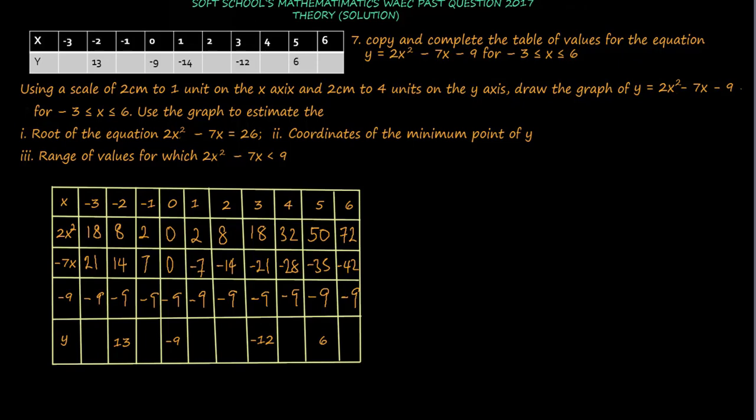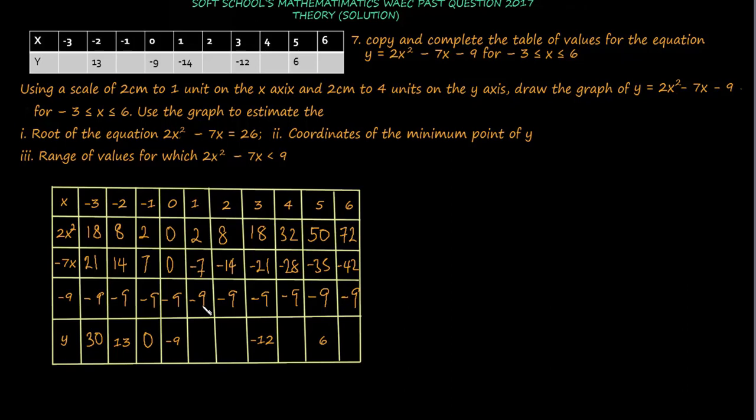Now we are asked to complete the table. So 18 plus 21 is 39, and 39 minus 9 is 30. Then 8 plus 14, let us see whether we are on course, is 22. 22 minus 9 is 13. 2 plus 7 is 9, and 9 minus 9 is 0.